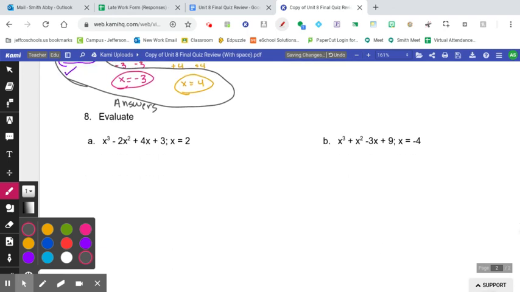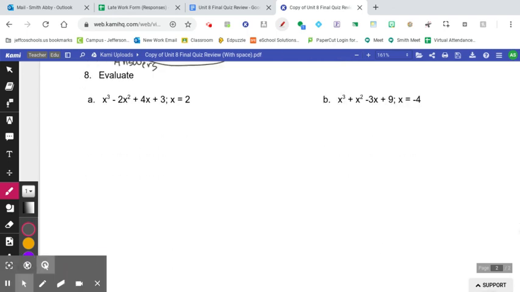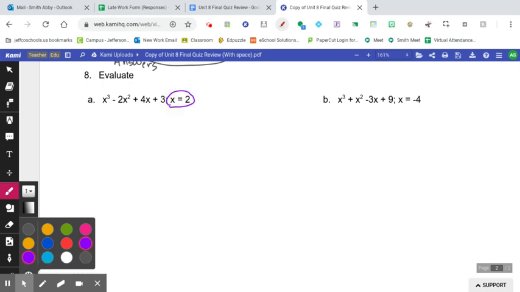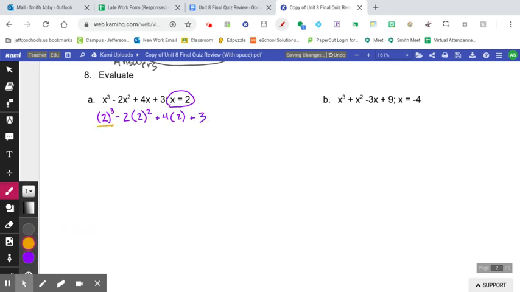All right, last one. For the last one that I'm going to do with you, 8A. So I am evaluating when x is 2. So all I'm going to do is plug this number in for x. So that's going to be 2 to the third power minus 2 times 2 to the second power plus 4 times 2 plus 3. All right, 2 to the third power, 2 times 2 times 2 is not 6, it's 8.